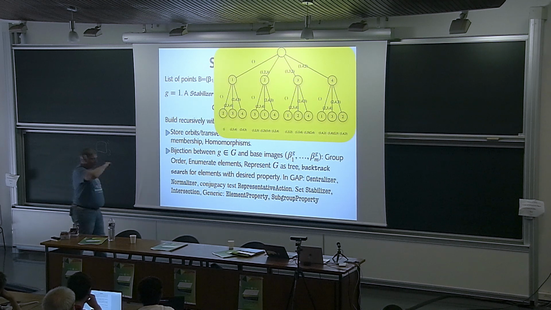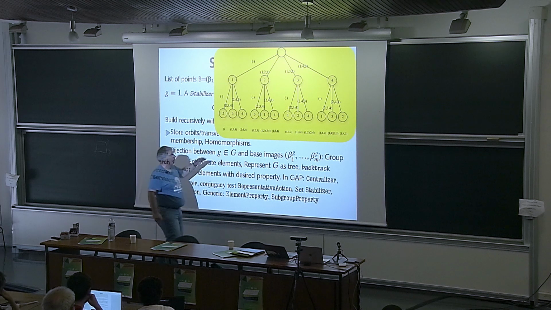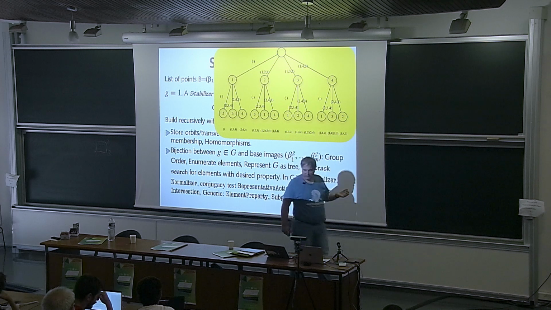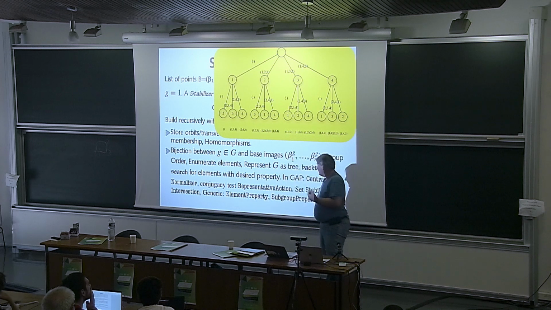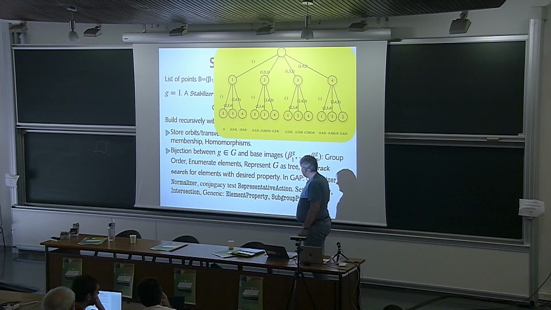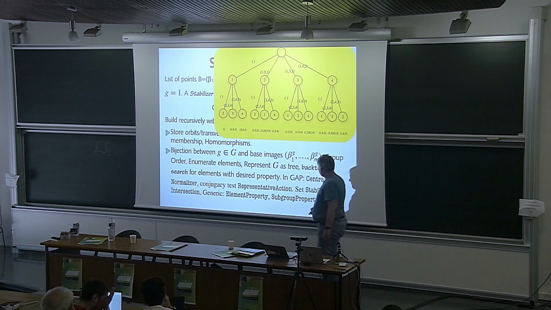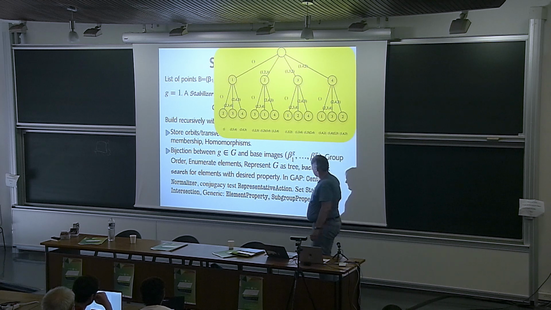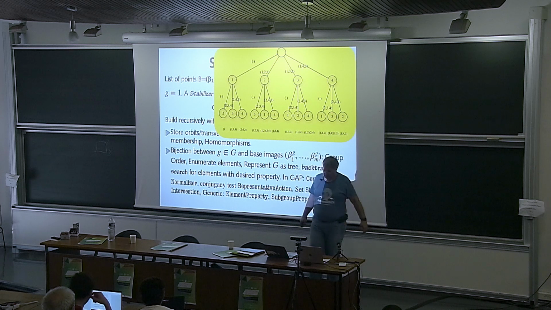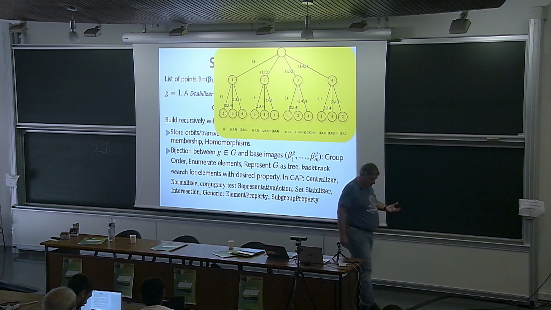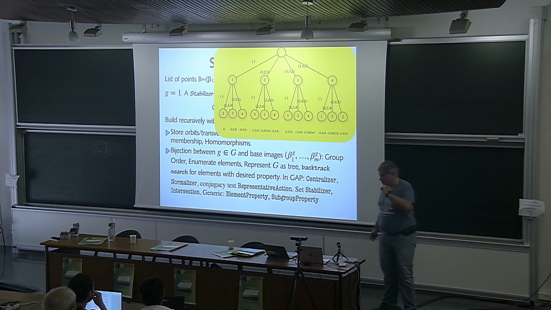So I can use standard computer science algorithms, depth first traversal, to run through all elements in the group and find elements with the right property. And that is used for centralizer, normalizer, conjugacy test for permutations, which goes through representative action, set stabilizer, which is stabilizer on sets, intersection of subgroups. The generic functions are element property, subgroup property. So that can be used for a lot of questions in permutation groups.